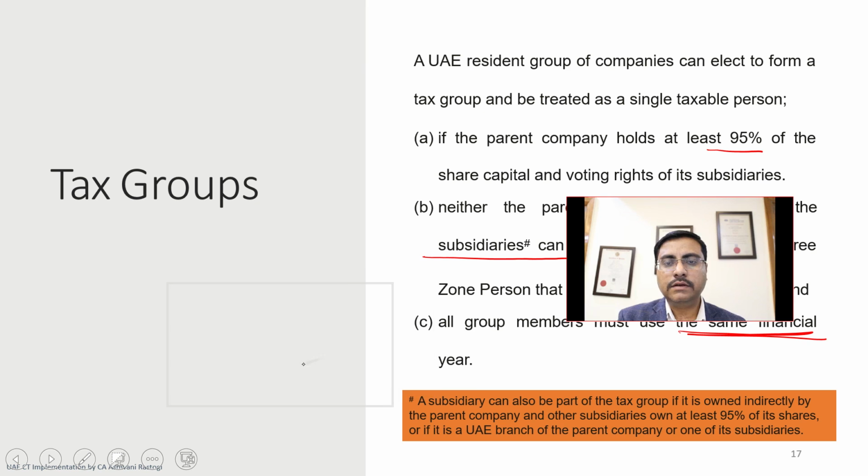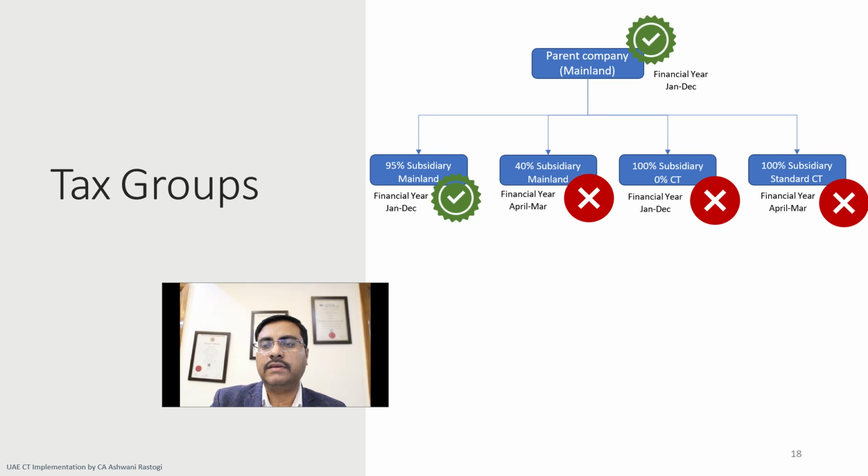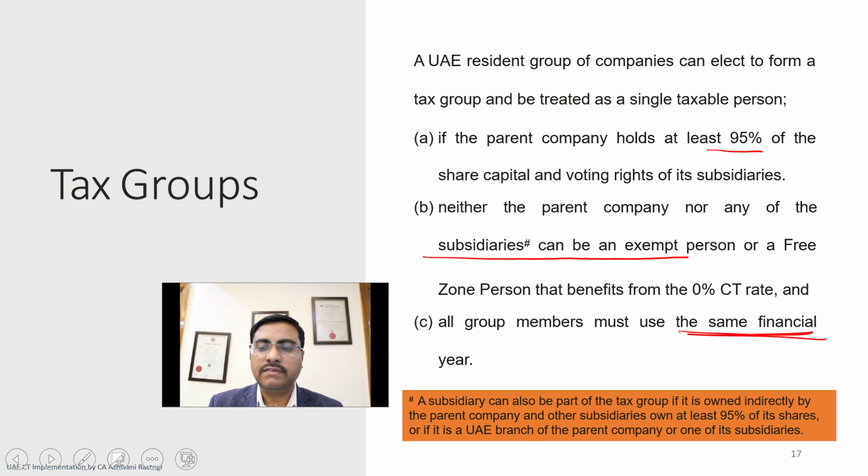So now I discuss what is the tax group. Suppose you are a group of companies, you are a parent company having a wholly owned subsidiary with a stake of more than 95%, and your subsidiary has the same financial year, right? And the subsidiary is also not an exempt person, not a free zone person. So if these three criteria are passed, you can choose that the subsidiary is also part of your tax group. You can file a single return and pay tax together.